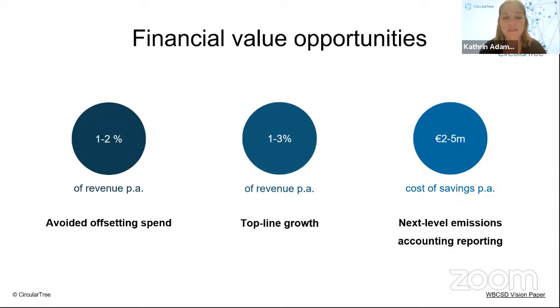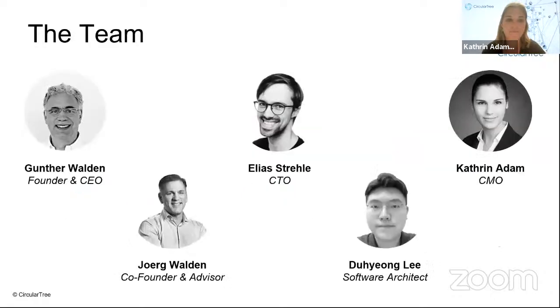A second one is top line growth, that it goes hand in hand with the fact that consumers pay more for more sustainable products and are willing to purchase the sustainable products. So it's 1 to 3% of revenue per year for top line growth. And the third financial opportunity is cost savings of 2 to 5 million euros per year. That goes hand in hand with the more efficient reporting that companies can use the automated processes and calculations.